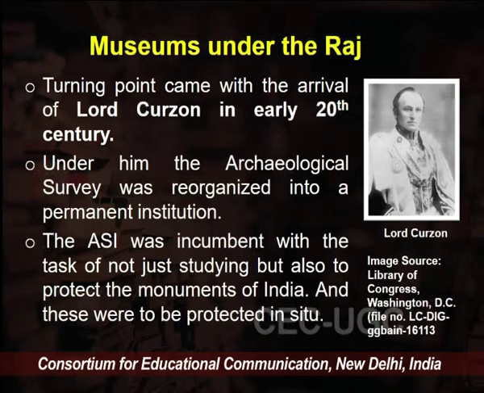As the nomenclature itself says, as Kavita Singh talks about, it's called a survey, which has a kind of temporality attached to its function. But with the coming in of Lord Curzon, the ASI, the Archaeological Survey of India, became more of a permanent institution. The other very important aspect of the ASI was that it was charged with the task of not just studying, but also protecting the monuments of India. So it was not just to acquire these artifacts or objects of curiosity from the perspective of studying them and producing knowledge about them, but the purpose was also to protect them.